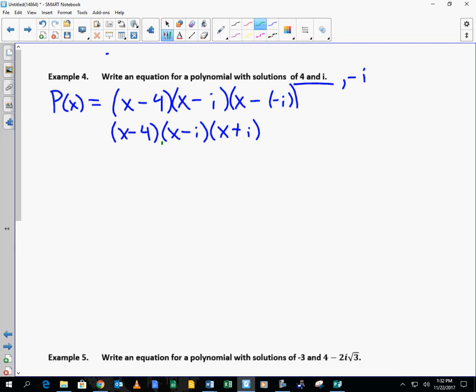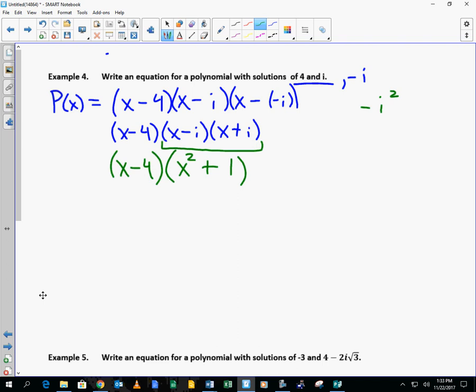Good choice. Let's multiply those imaginary parts first. They are conjugates, aren't they? And what happens when we multiply conjugates? The middles go away. So we get x squared, and then there's a negative i squared. What's negative i squared? Positive 1. Does it make sense to you that x squared plus 1 produces roots of positive i and negative i? That's a good way to check to make sure that we're on the right track before we move forward.